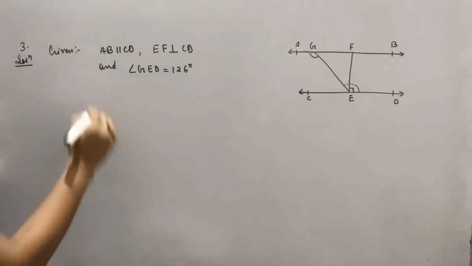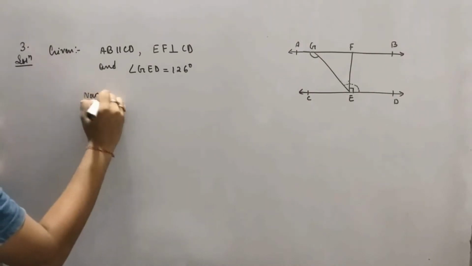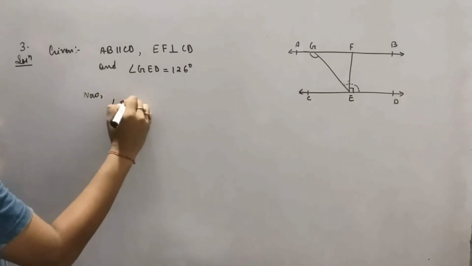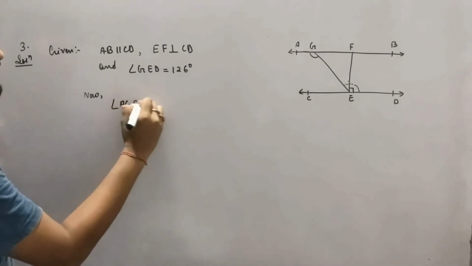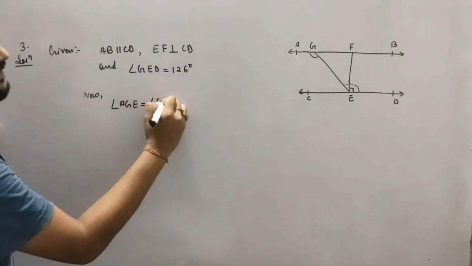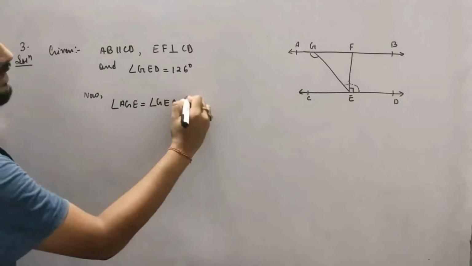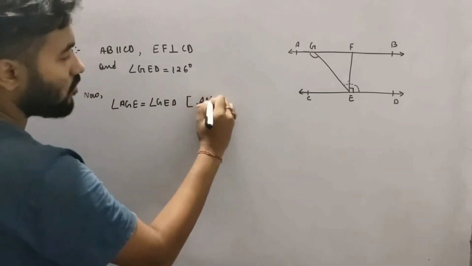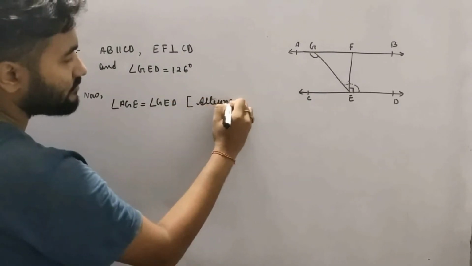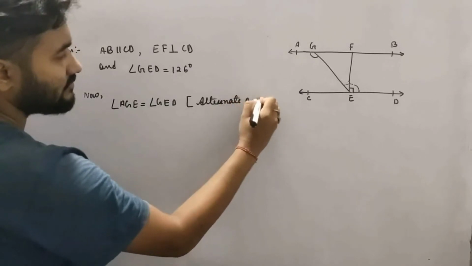Okay, so I can write now angle AGE will be equal to angle GED. What is the reason? The reason is alternate angles.